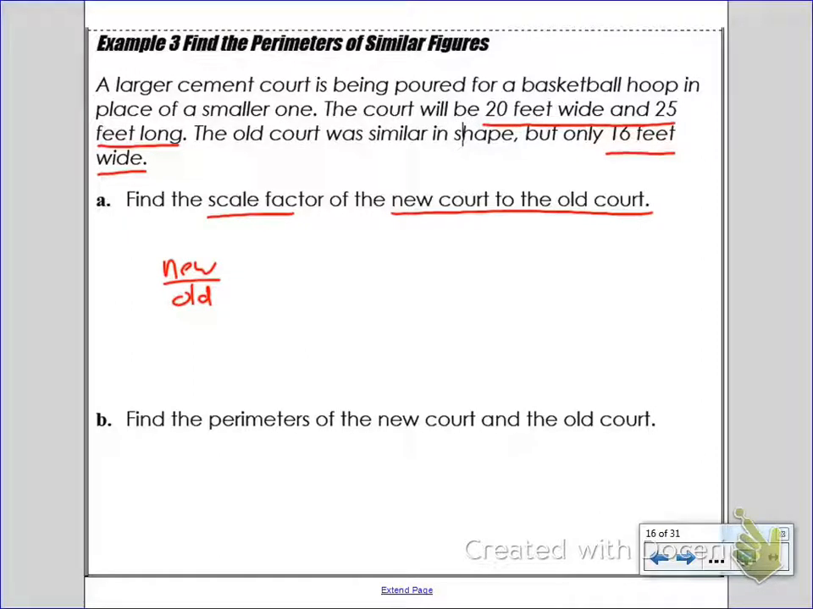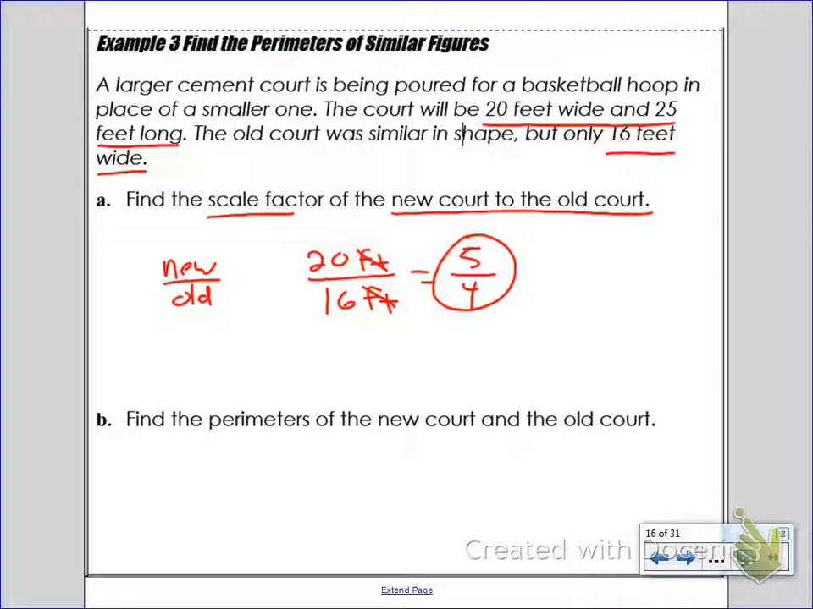over old. This is the way they asked me to do this. So the new court is going to be 20 feet wide, and the old court was 16 feet wide. So the scale factor is going to be 20 over 16, which is going to reduce: 4 goes into 20 5 times, 4 goes into 16 4 times, so 5 to 4 is going to be the scale factor of the new court to the old court.